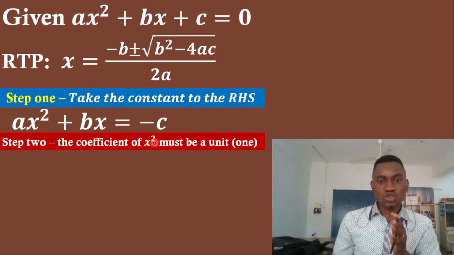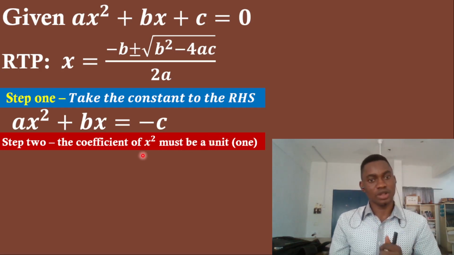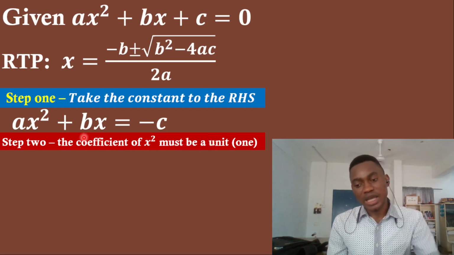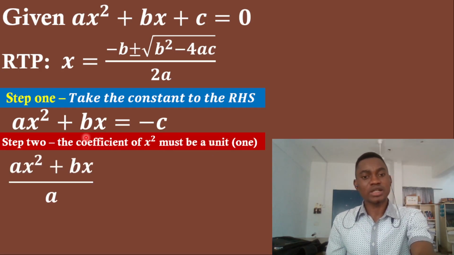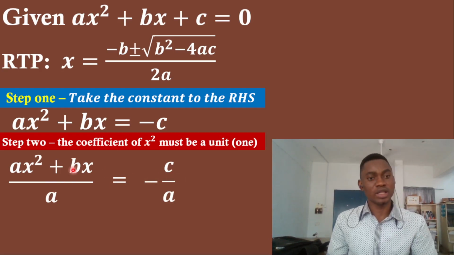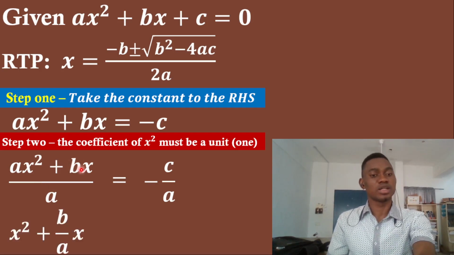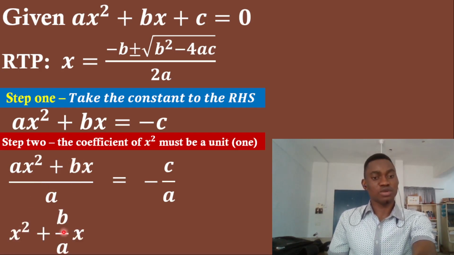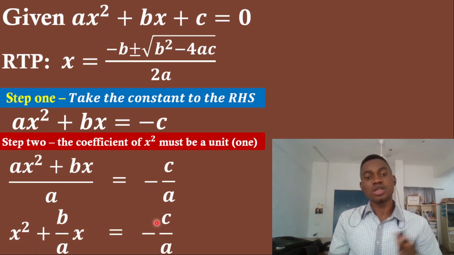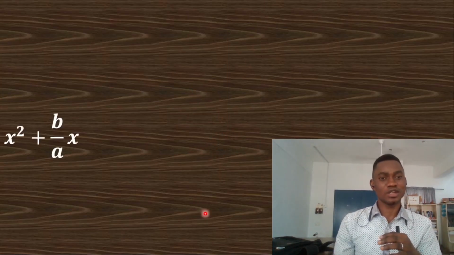The coefficient of x squared must be a unit. So if that is to be taken care of, then we need to divide both sides by a. When that is done, we'll have ax squared plus bx all over a equals what? Minus c over a. Then we can distribute this a to each of the terms in the left hand side. We'll have x squared plus b over a x equals what? Minus c over a. I believe we are making progress. Okay, let's continue in the next page.